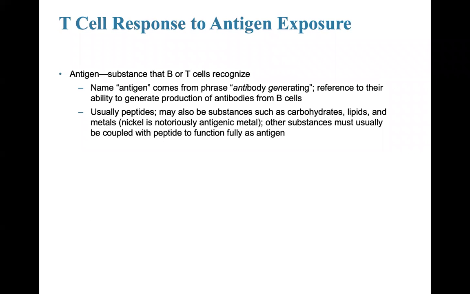So let's define what an antigen is. An antigen is a substance that either a B cell or T cell will recognize. The name antigen comes from the phrase antibody generating, in reference to their ability to generate the production of antibodies from the B cells. It's usually peptides, but it may also be substances such as carbohydrates, lipids, and metals such as nickel, as well as other substances, which must be coupled with some type of peptide in order to be fully recognized as an antigen.